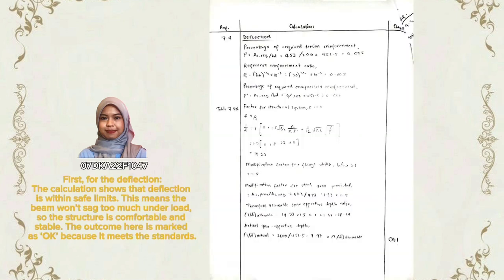First, for the deflection, the calculation shows that deflection is within safe limits. This means the beam won't sag too much under load, so the structure is comfortable and stable. The outcome here is marked as OK because it meets the standards.